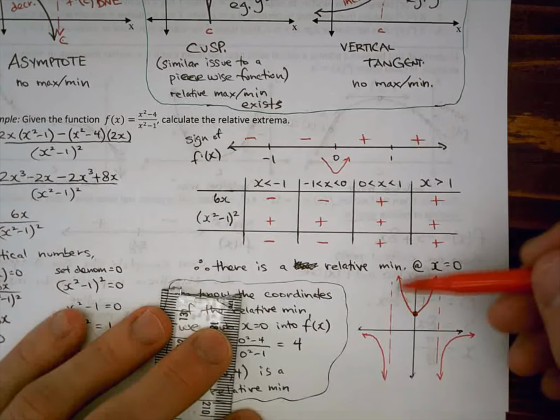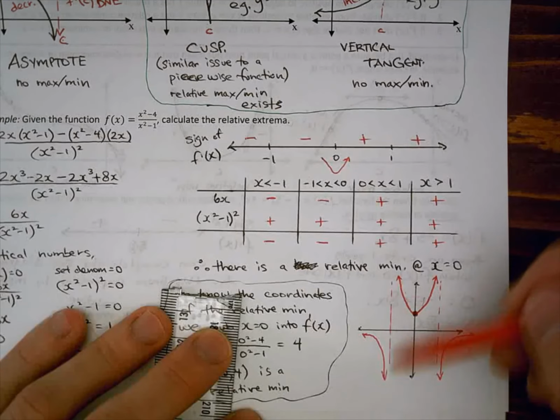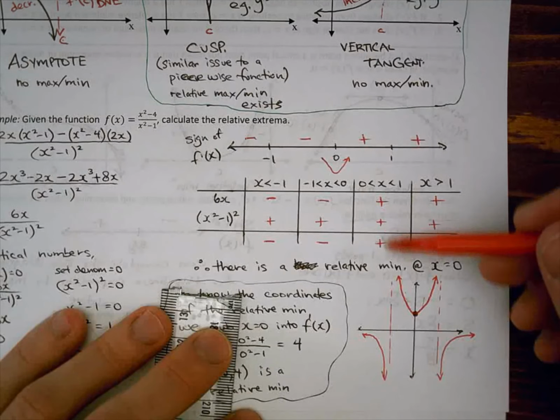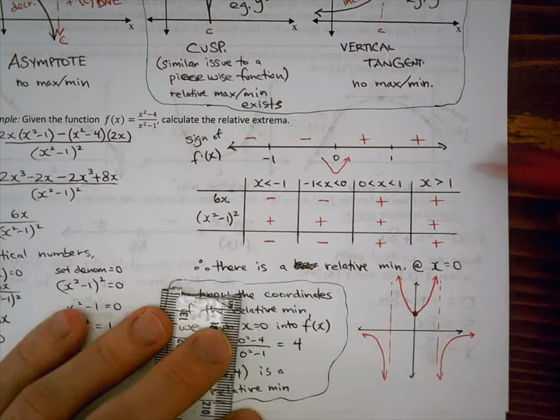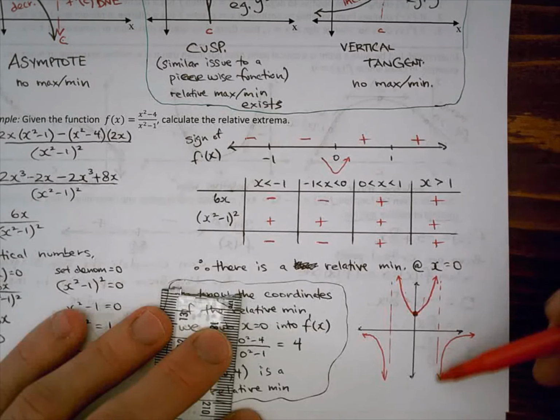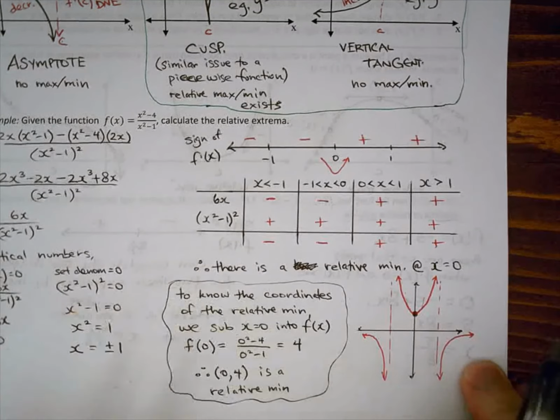So it's decreasing, then there's a spot where it's neither increasing nor decreasing, then the function's decreasing again, then the function reaches a minimum, then it's increasing, then there's a space where it's not increasing or decreasing, and then it's increasing again. So that's a little preview to the types of crazy functions you're going to be able to draw by the end of this chapter.